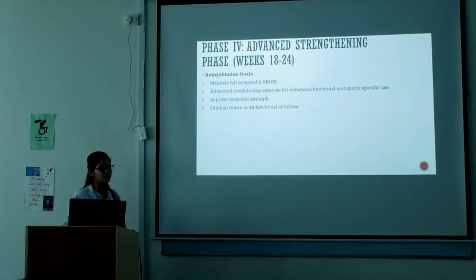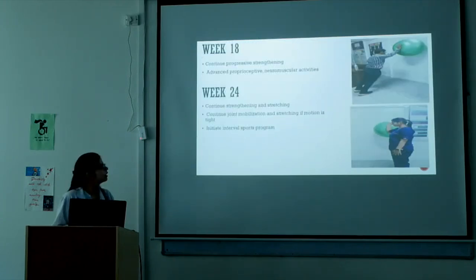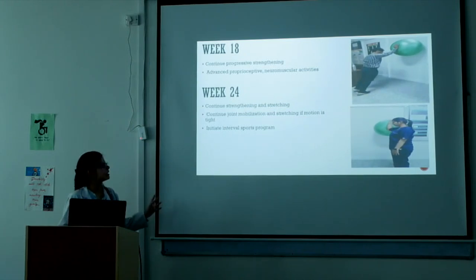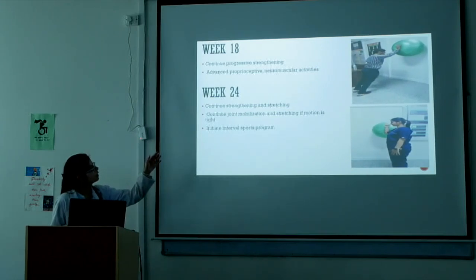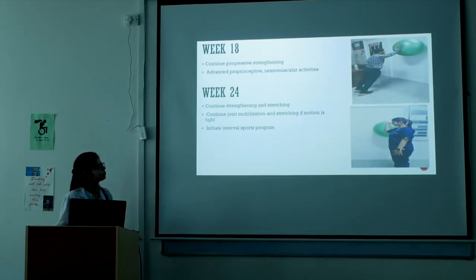Phase 4 would be the advanced strengthening phase, from weeks 18 to 24. The rehabilitation goals would be to maintain full active ROM, advanced conditioning exercises, and improved muscular strength. At week 18, continue with your progressive strengthening exercises, continue with your exercises from the earlier phases, and advanced proprioceptive neuromuscular activities. For week 24, it would be strengthening exercises, stretching, joint mobilization, and initiating the interval sports program.